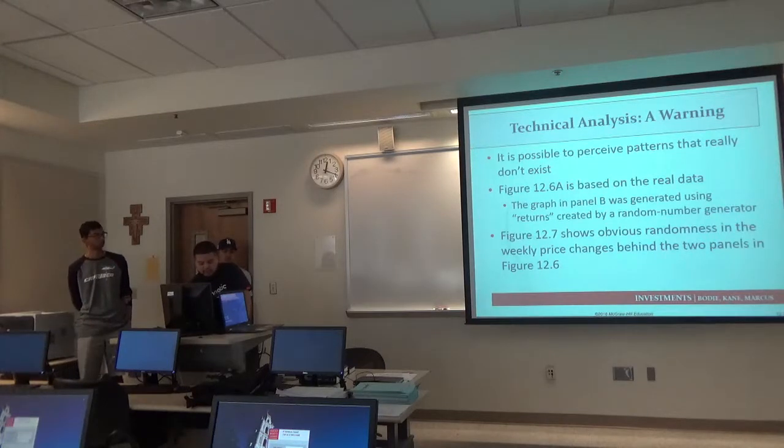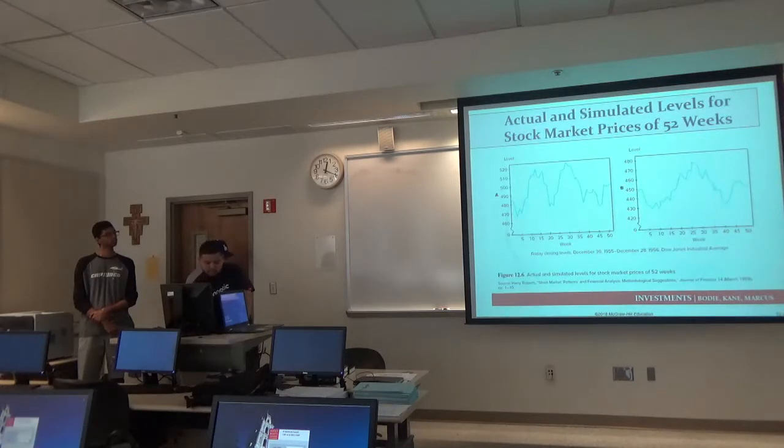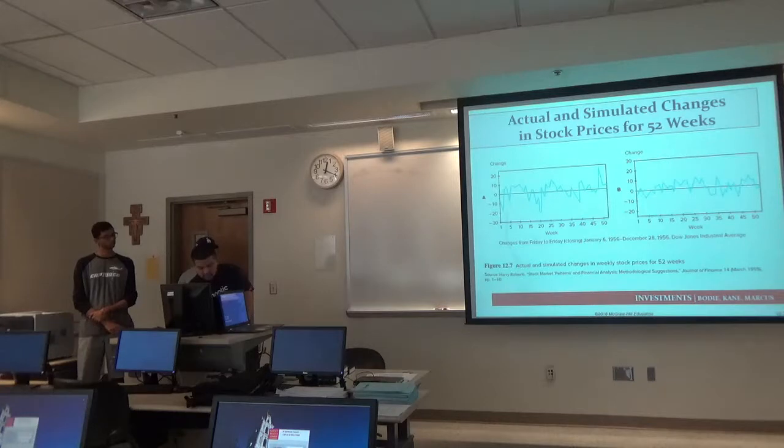And the next figure, figure 12.6, is going to be based on real data. And it shows in panel B, that panel B was generated using returns created by a random number generator. And then figure 12.7 is going to show the obvious randomness in the weekly price changes between the two panels in figure 12.6. Here's the first one, which shows the levels for the stock market prices over 52 weeks. So the changes in the stock prices.